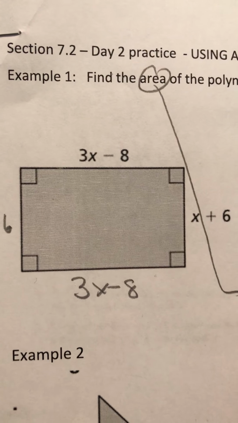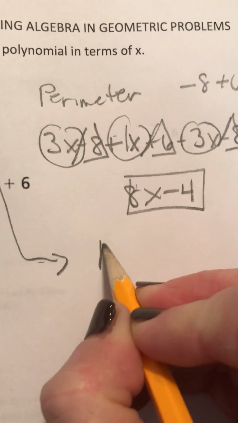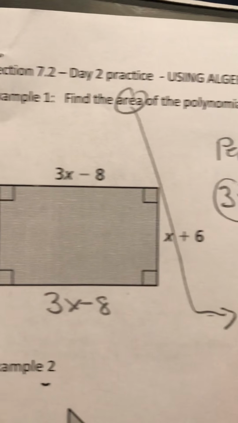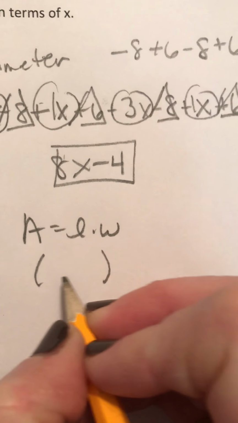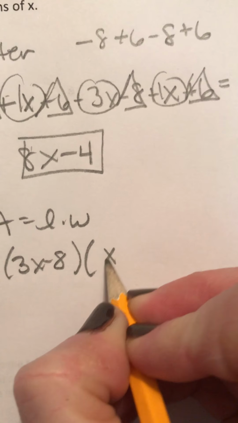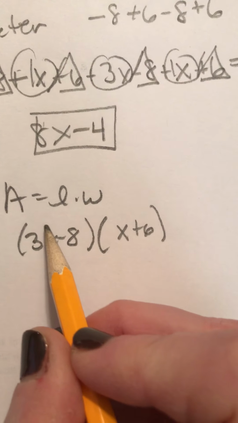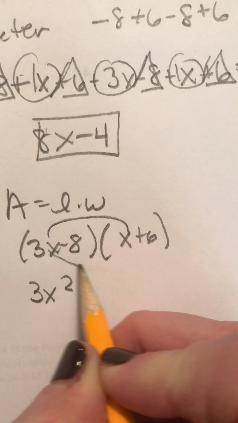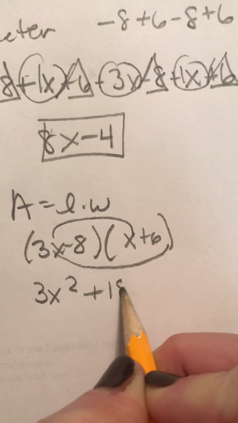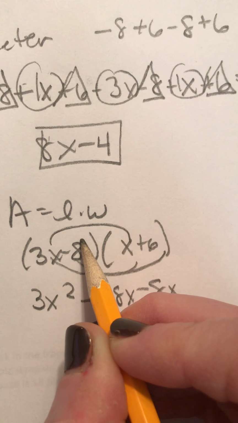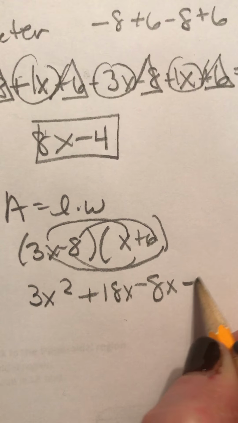So when we're looking at finding the area of a rectangle, we should know that the area is equal to the length times the width. So the length here is going to be 3x minus 8, and the width is going to be x plus 6. So this becomes one of our new skills from yesterday, FOIL. So we get 3x squared. Outside would give us plus 18x. Inside gives us minus 8x. And last would give us minus 48.